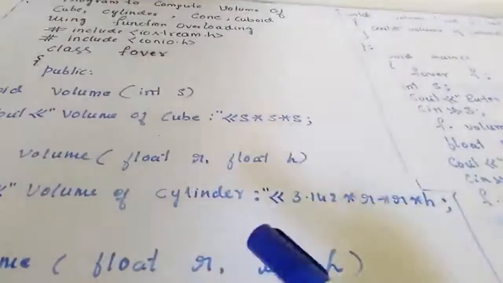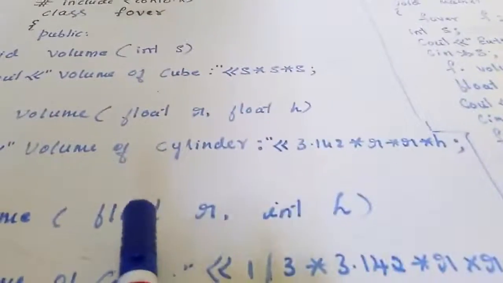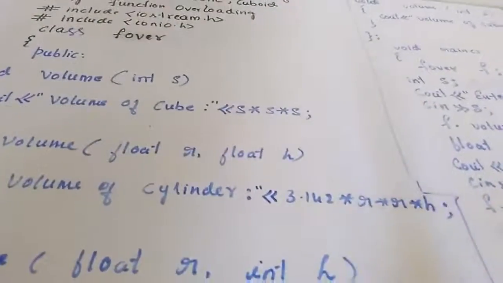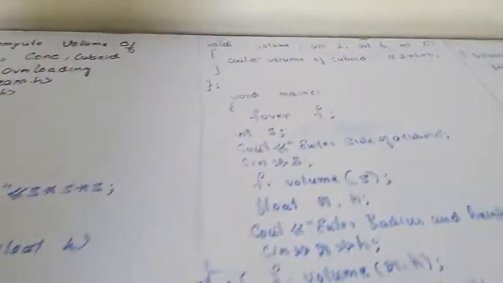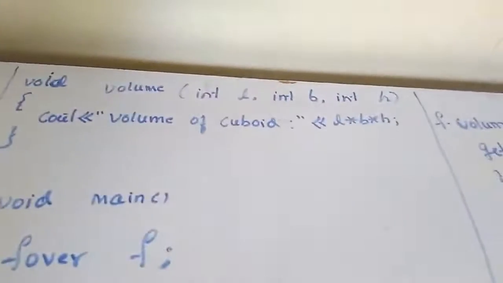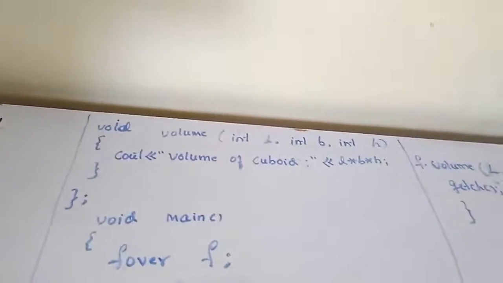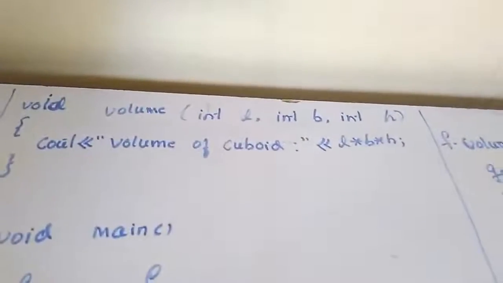Then how to differentiate? I changed the data type here. Here float, int, so that the compiler can easily identify and uniquely identify the function, though the names are same. Here we have taken three different variables, and the data type is also int. So in this case we changed the number of arguments. Here there are two arguments, but in this function three arguments.